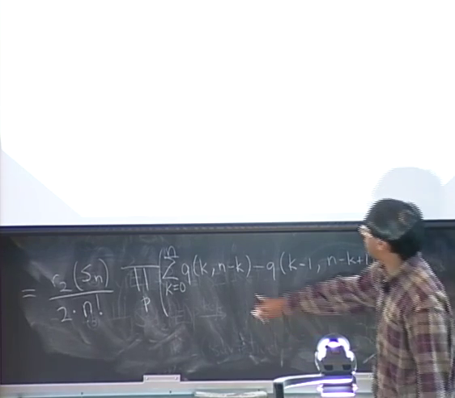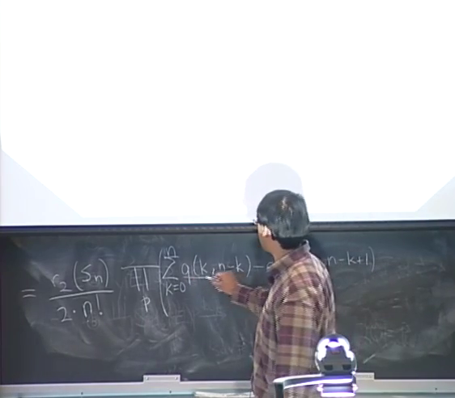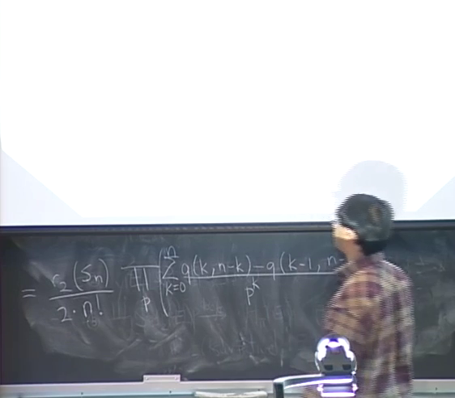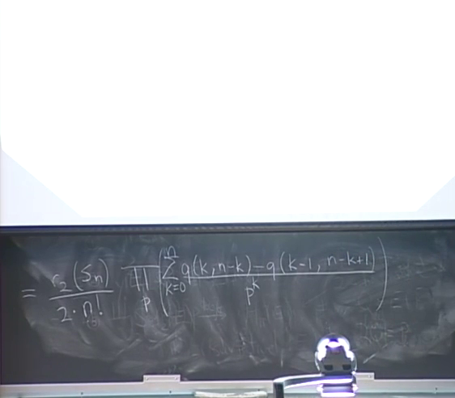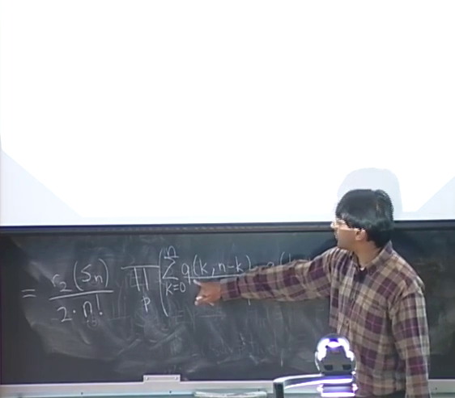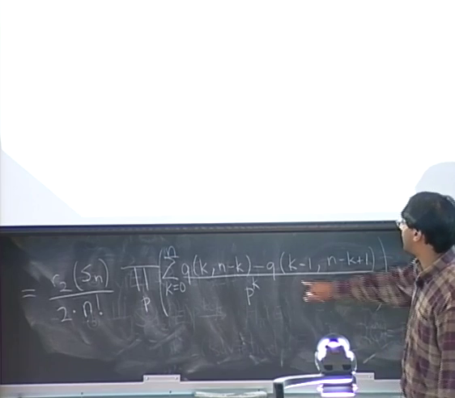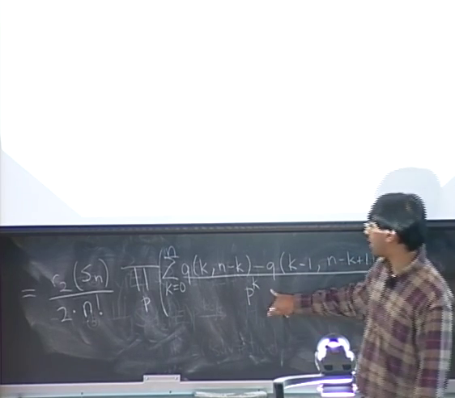So you take q_k(n−k) minus q_{k−1}(n−k−1), divided by p to the k. Remember, q is the restricted partition function: the number of partitions of k into at most n minus k parts. You subtract the number of partitions of k minus 1 into at most n minus k plus 1 parts, and you divide by p to the k.